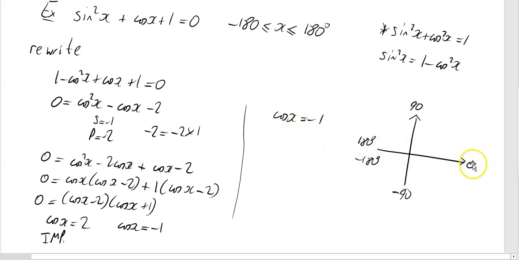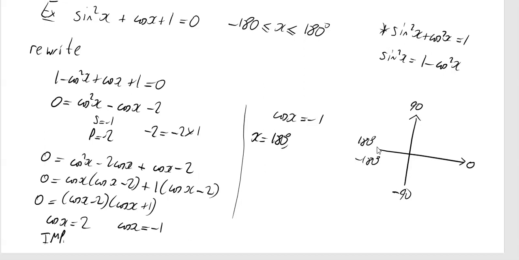So I know that cos is equal to 1 at 0. So cos is going to be equal to minus 1 in the opposite place. So it's going to be over here. So my answer for this one, there are two values at work, which are going to be 180 degrees and minus 180 degrees would work for me here.